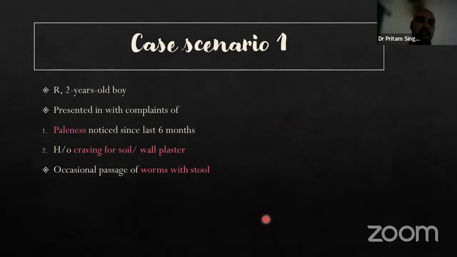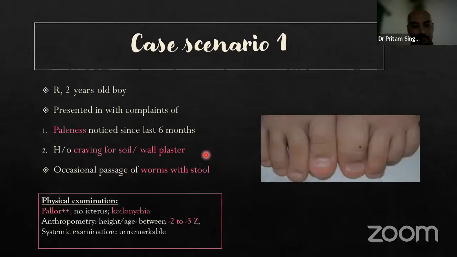The first case is a young child, a 2-year-old boy who presented to the OPD with illness noticed by the mother since the last 6 months. The mother also says the child is craving soil and weird things like wall plaster. Sometimes he just plucks it and puts it in his mouth. The mother has also noticed that the child occasionally passes worms in stool, and there is pruritus ani.